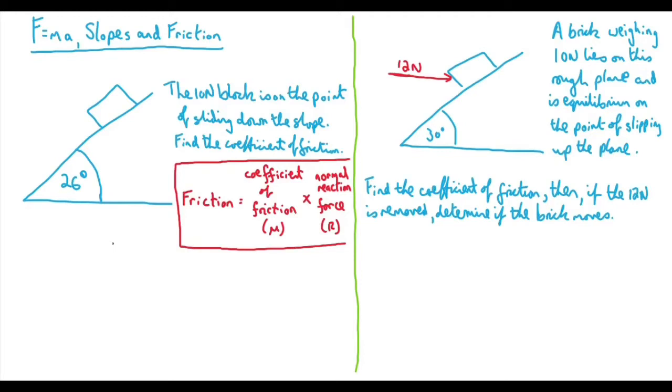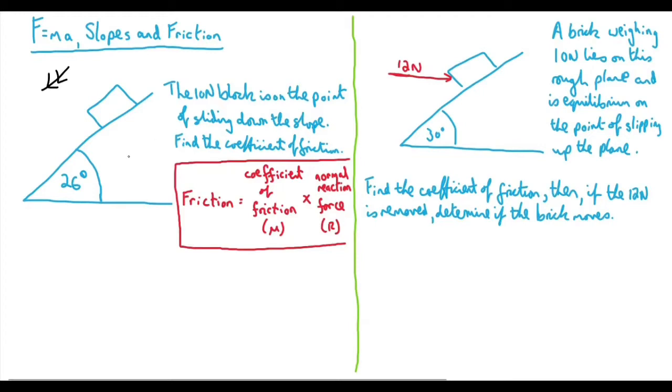So to begin with, we have this block here on a slope that's at a 26-degree angle, and we're told that the 10 Newton block is on the point of sliding down the slope. Now, if it's on the point of sliding down, that means it's not sliding down yet. That means it is in equilibrium, and if it's in equilibrium, then the forward force equals the backward force. In this case, the forward force, the force that is ultimately trying to make it move down the slope, will be a component of the weight.